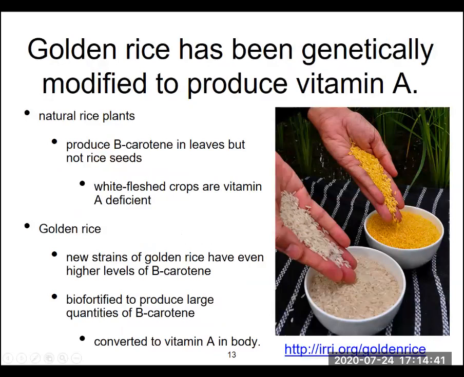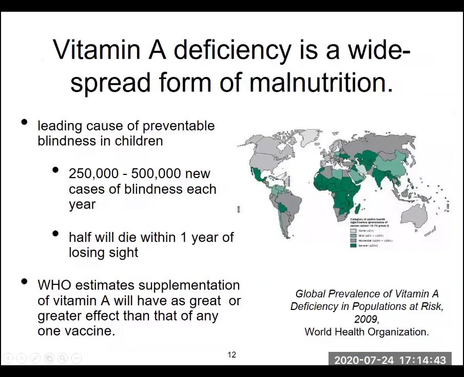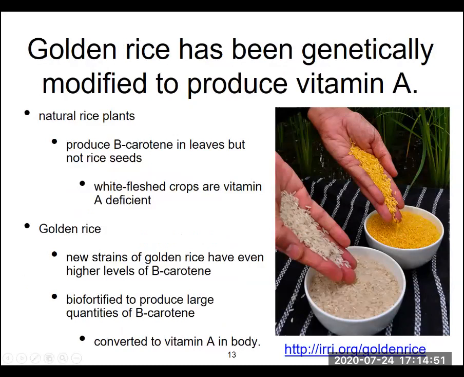Now, normally, the regions that we're looking at are often going to have a high dependence on rice within their diet. But natural rice plants produce beta carotene in the leaves, but not in the rice themselves. And so white rice here is going to be vitamin A deficient. It's produced by the plants, but not the portion of the plant that people are going to be eating.